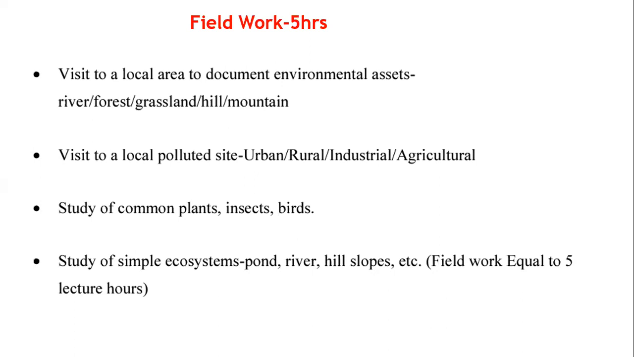a local polluted site in the neighborhood. It can be related to rural, urban, industrial, or agricultural pollution, and study of common plants, insects, and birds. So this is what you have to do. And study of simple ecosystems such as pond, river, hill slopes. And this field work is for 5 lecture hours. So here the students have to go to these places, study these related issues, and document, and they have to submit a mini project, which will be considered as a field work report. So these are the things that you have to study in the EVS.